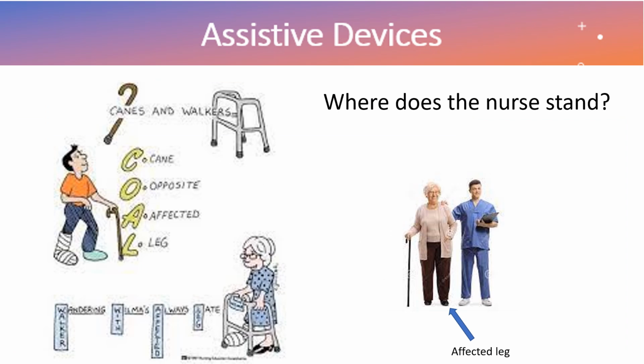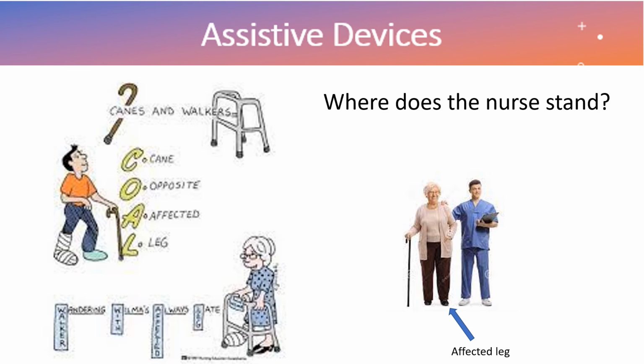Last slide, so we're almost done. All right, so assistive devices. Again, this is a review. I like this little thing on the left here: canes and walkers, cane opposite the affected leg. So if my right leg is injured, I should be holding the cane with my left hand. Now, if I'm walking with the walker, I should be leading: move the walker, my weak leg, then my good leg.